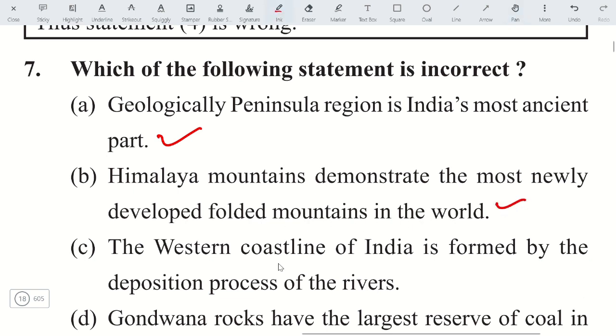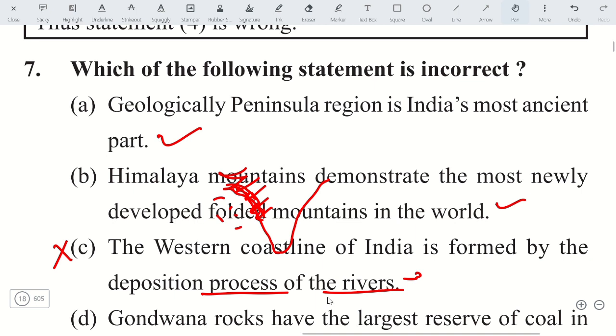The western coastline of India is formed by the deposition process of the river. This is a wrong statement. If you look at the sea here, here is India again. The rivers moving towards the western side and falling in the Arabian Sea do not form a delta, and hence do not deposit any soil here. So this is not formed due to deposition by rivers. This is the wrong statement.